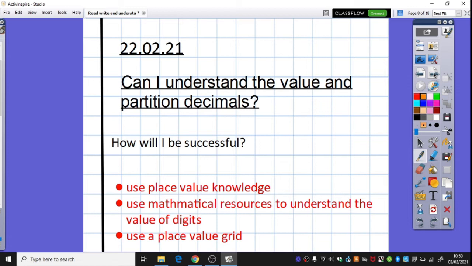Today then in maths, we're going to be looking at understanding the value of decimal numbers. We're going to be thinking about the value of these numbers, and in particular decimal numbers, and how we can go about partitioning them. So in order to be successful today, we're going to need to use our knowledge of place value. We're going to maybe need to think about mathematical resources, obviously that we would normally have in the classroom to help us understand the value of each digit. And we also would be using perhaps place value grids to help us really identify the value of those different numbers.